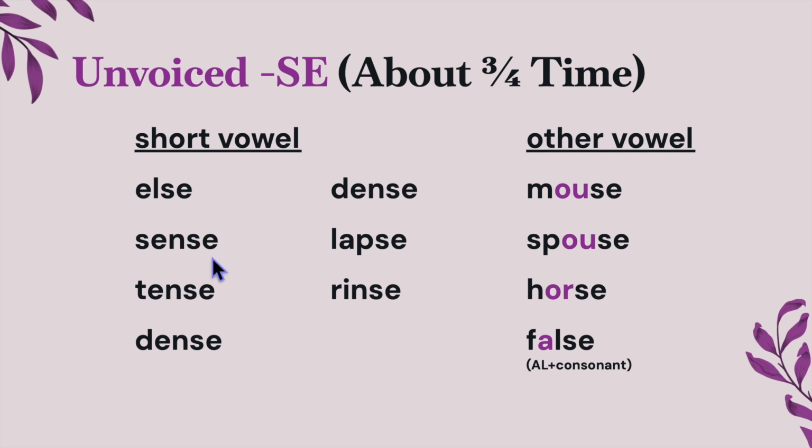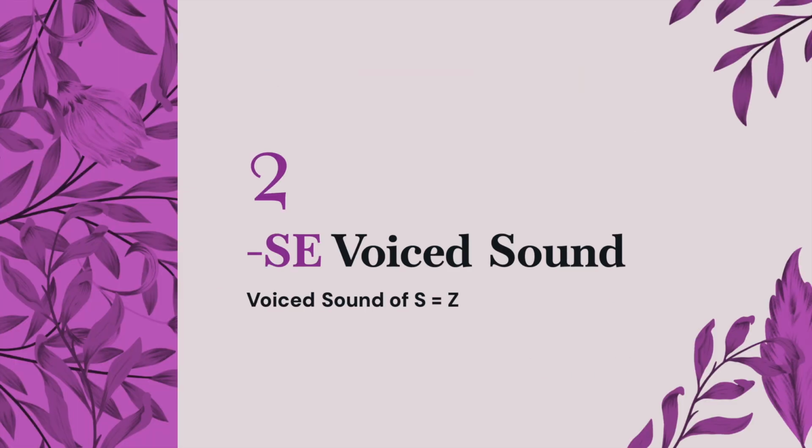Else, sense, tense, dense, lapse, rinse. OU says ow most of the time, so this is mouse and spouse. OR usually says or, so this is horse. If there's an AL and then another consonant, the A may have the broad sound of ah, like in the word false. The other sound that SE can have at the end of a word is the voiced sound of Z.